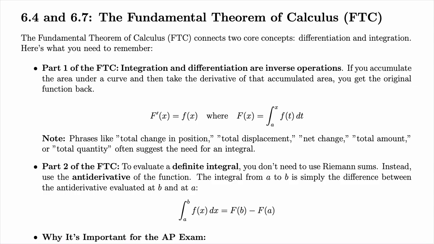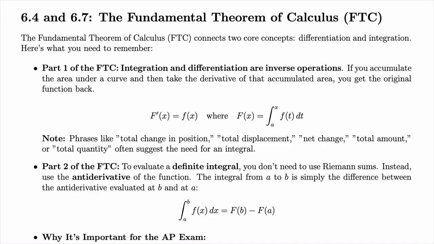Part two has to do with evaluating the definite integral. Basically, this is where we learn that we don't need to approximate the area using Riemann sums, and instead we can use the definite integral to get the exact area under the curve.